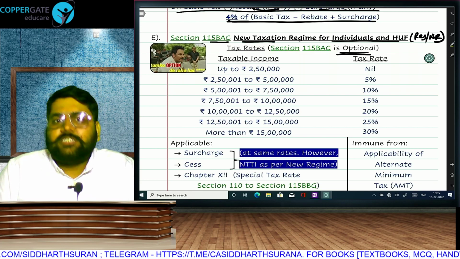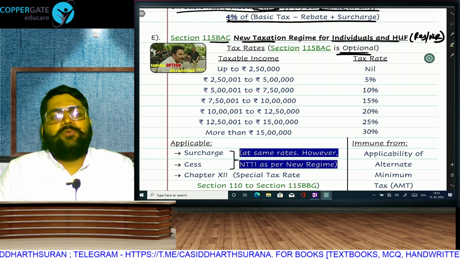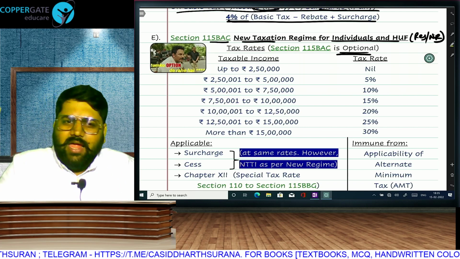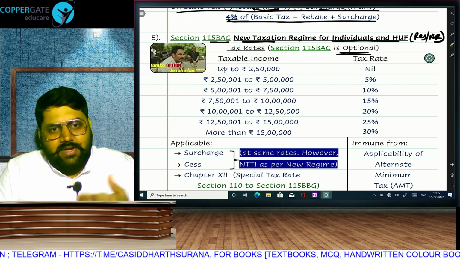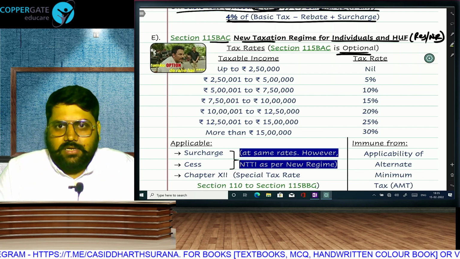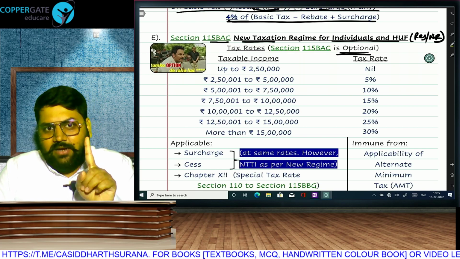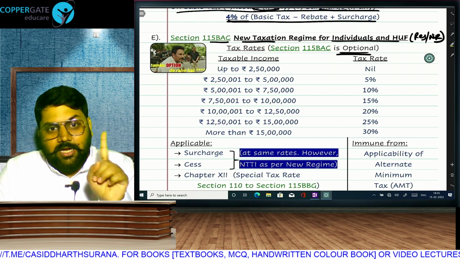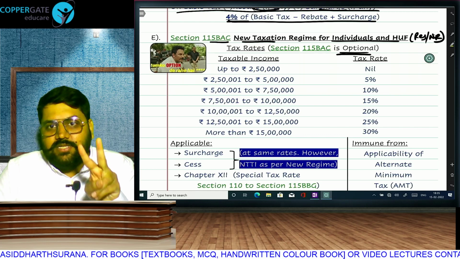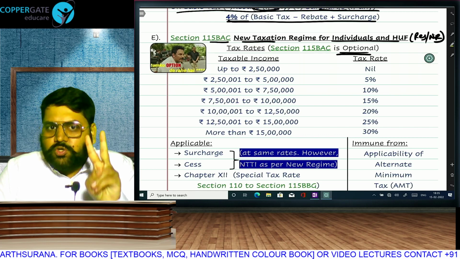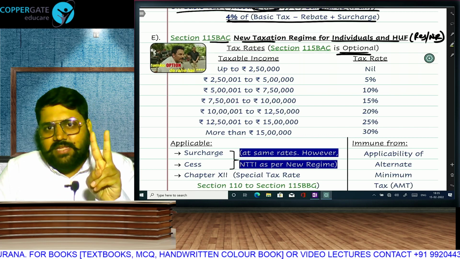So let's discuss BAC. If we discuss BAC properly, BAD will become easy, and in the future chapter MAT, even BAA, BAB will become easy. First, this is for individual HUF, resident, non-resident both. Only here; other places, domestic or resident is mentioned. Second, this is going to be optional. New regime is never going to be compulsory.